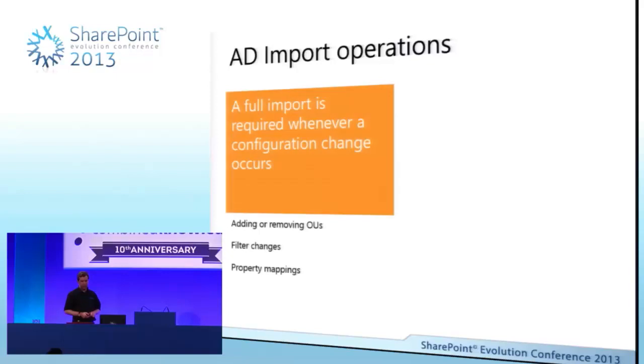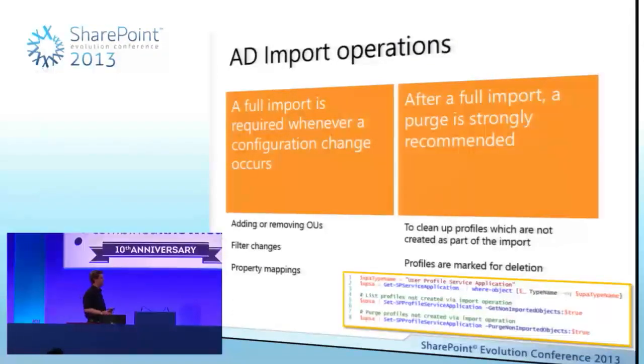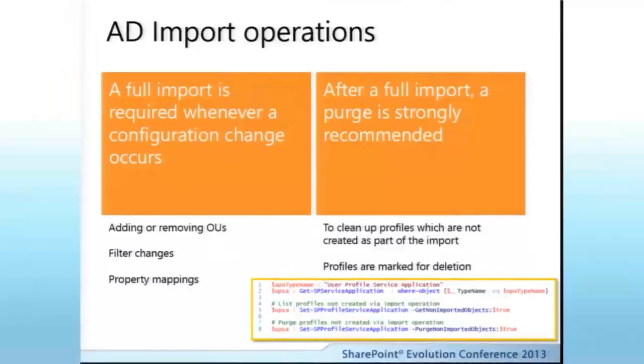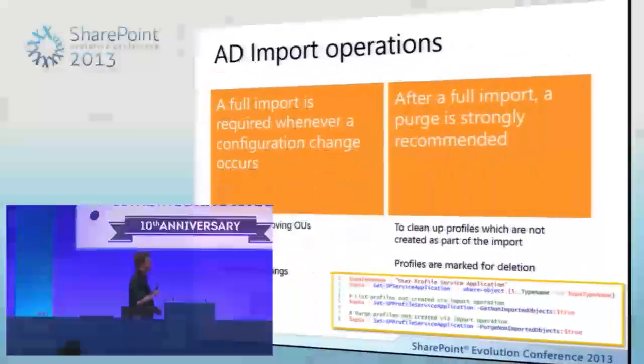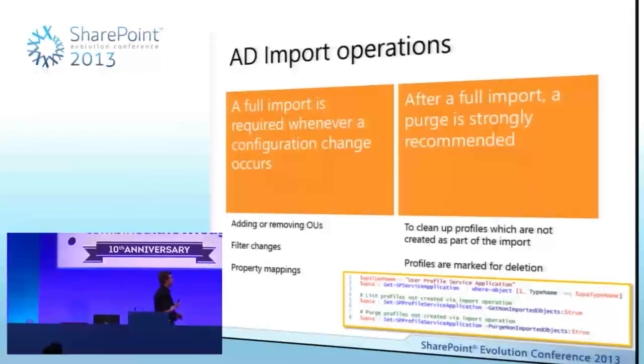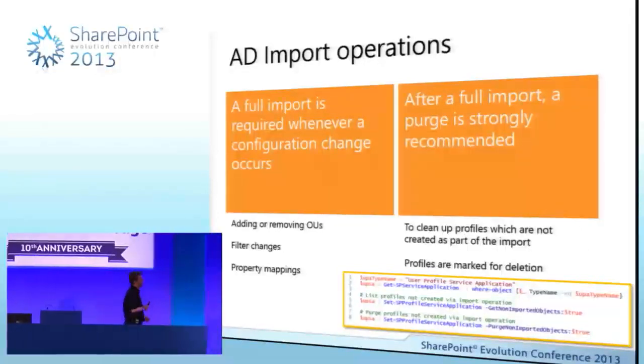AD import operations, this is very important to understand, just like with UPS. Every time we add or remove an organizational unit from a connection, anytime we change the filter, anytime we change our property mappings, we must do a full import. And when we do a full import, we may be in a situation where there's some profiles that did not come from that import operation. And this is something we should have been doing in SharePoint 2010, but very few customers did: every time you do a full import, we should check to see which profiles didn't come from that connection, and the PowerShell to do that is on the slide here.